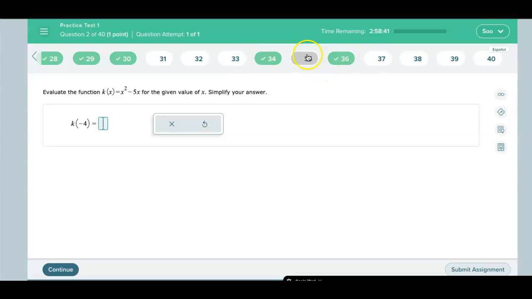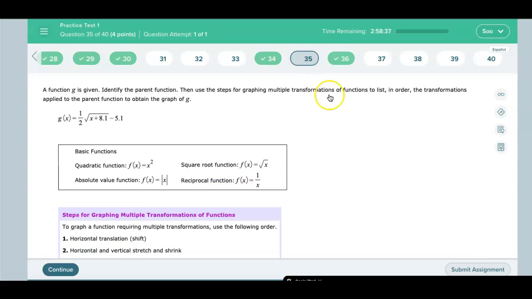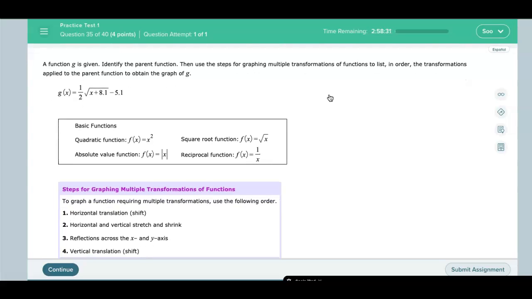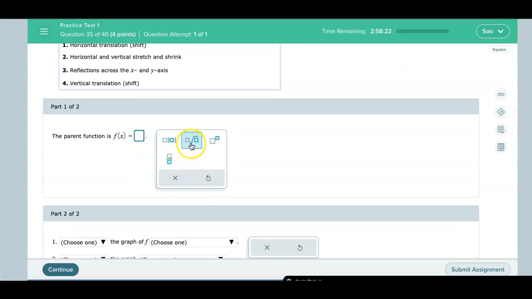In this video, I'm going to do number 35. This is about transformation of function. A function g is given. Identify the parent function. I don't have to look too far because this has a square root, guys. That means the parent function is square root of x. So part 1 is done.